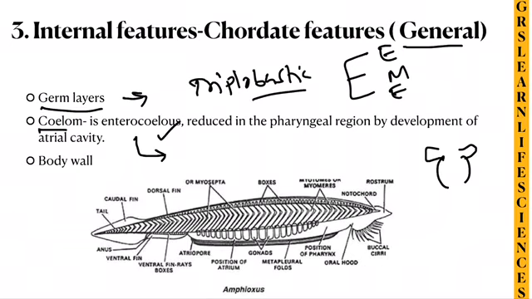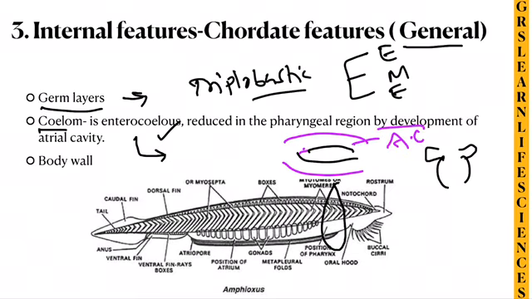So this coelom is highly reduced in the pharynx region. The pharynx is covered externally by the atrium though. So the atrial cavity covers the pharynx. So except this region, the enterocoelom is highly developed in other parts of the body. Only in this portion of the body, the coelom is highly reduced due to the atrial cavity. So this is very important. So the atrial cavity present around the pharynx region reduces the coelom in this part of the body.